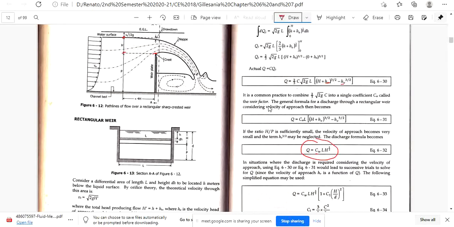Where CW, the value of CW, is equal to this. This is your CW, or the coefficient of wear. So a reminder: the coefficient of wear is different from the coefficient of discharge. The coefficient of wear is 2/3 C square root of 2G. So that is your CW.